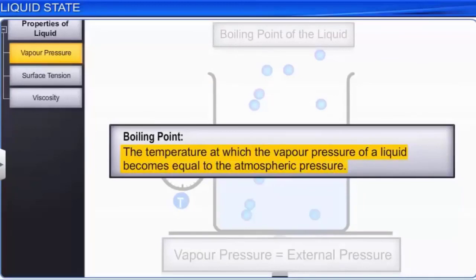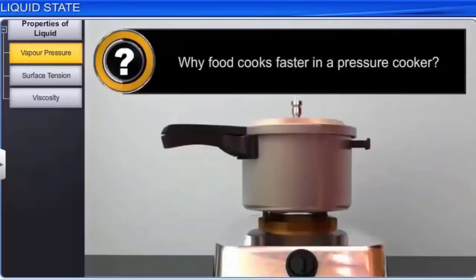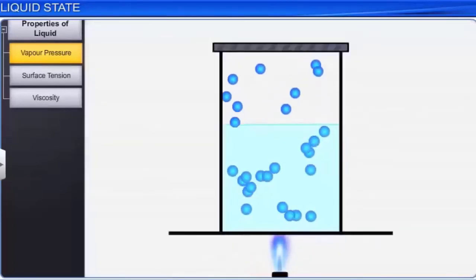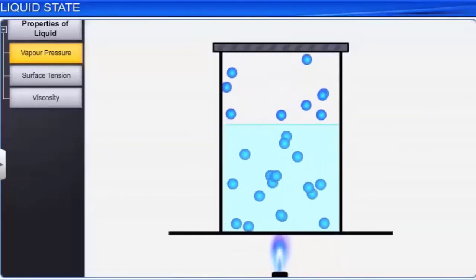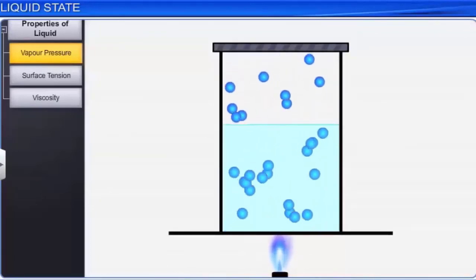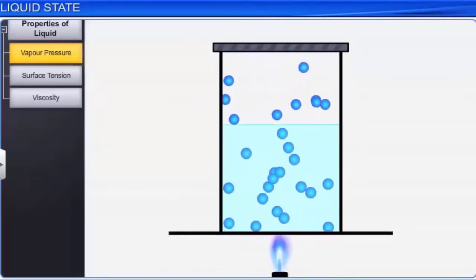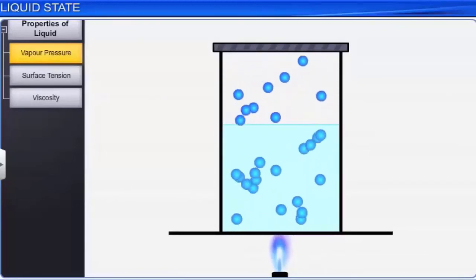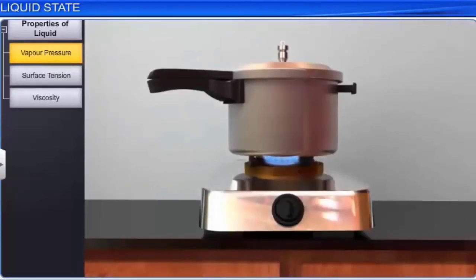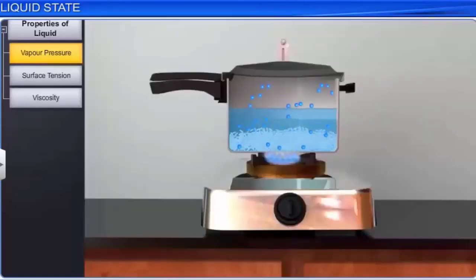Do you know why food cooks faster in a pressure cooker? The boiling point of a liquid varies with the pressure. An increase in the pressure over the surface of the liquid increases the boiling point. In the pressure cooker, by covering the vent with a weight, the pressure inside the vessel is increased above the atmospheric pressure. Due to this, the boiling point of water also increases, and hence the food cooks faster.